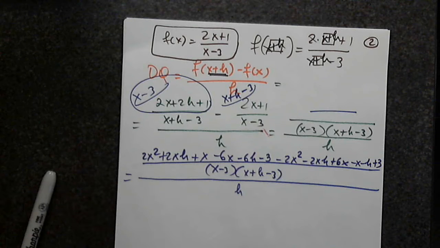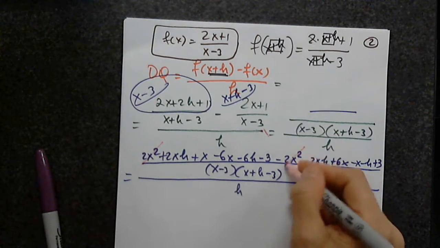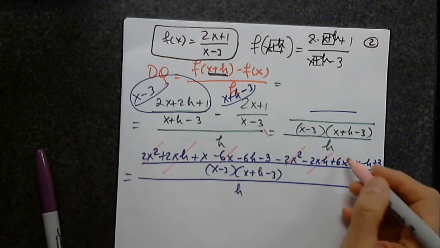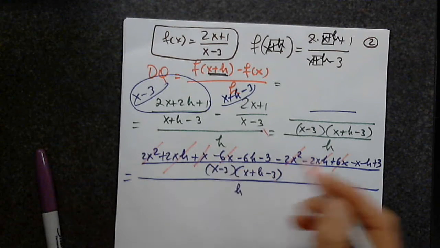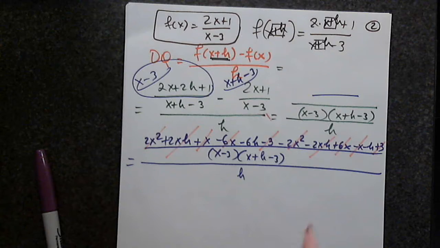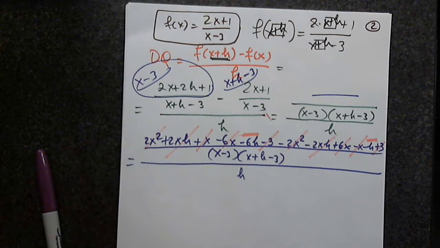Yep, it rarely happens. So now I'm calculating the difference quotient. Two things have to happen. Everything that does not have h, potentially other terms too, that's even better, but at least terms without h must go away. 2x squared with negative 2xh happens to go away. The negative 6x with the positive 6x, the positive x with the negative x, the negative 3 with the positive 3. So what is left is this term and this term.